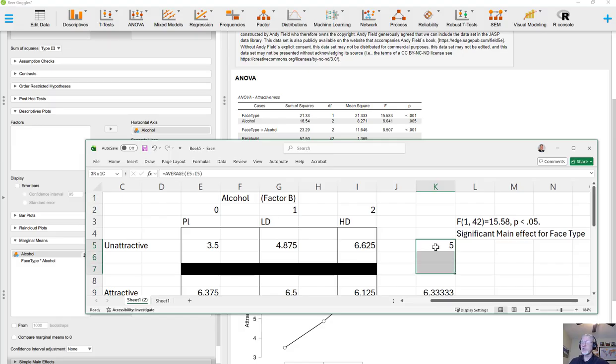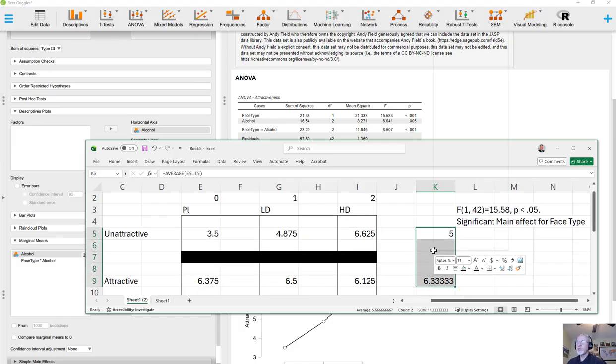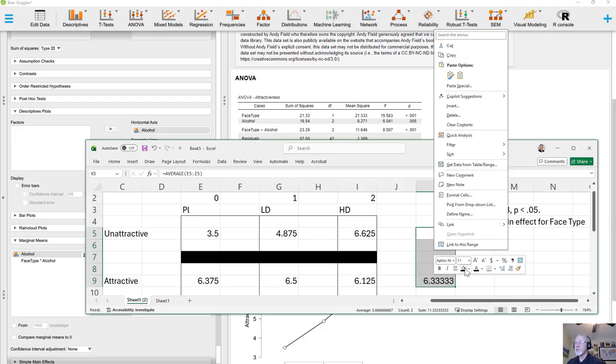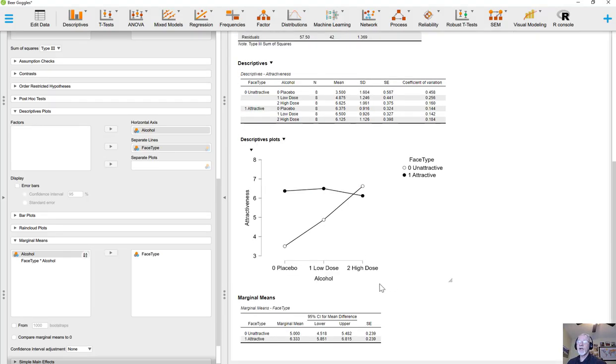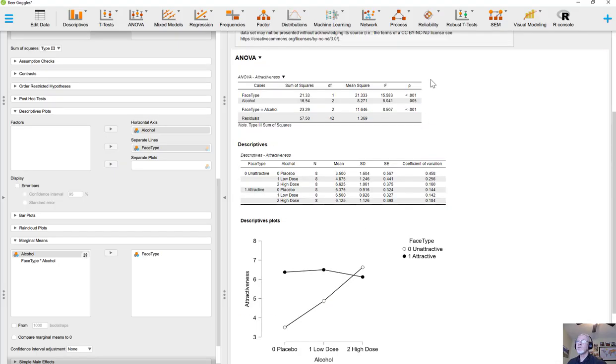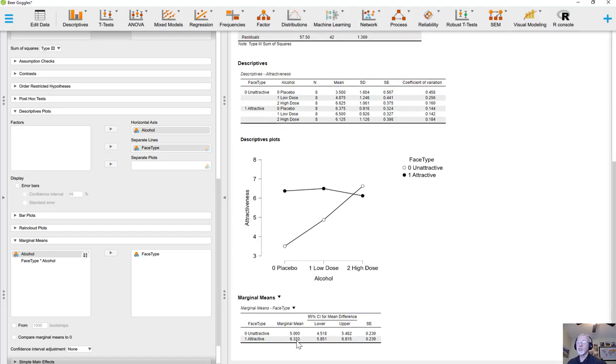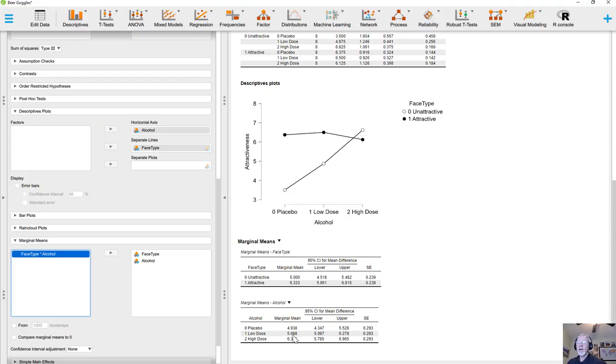And the interpretation is right here between these two means, which I'll put in yellow. Okay, that's what we got from this over here. This first line allows us to interpret this difference. Now let's put in the main effect for alcohol. I have three means here, 4.938, 5.688, and 6.375.